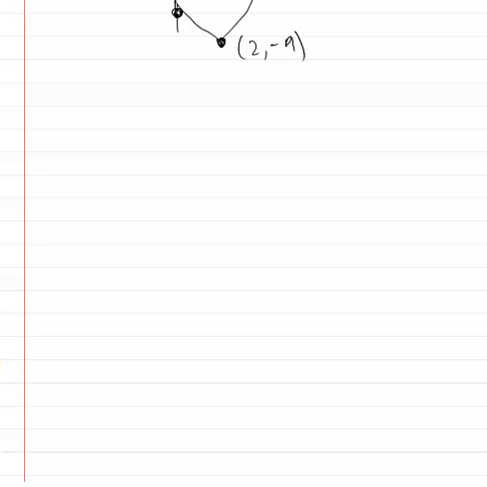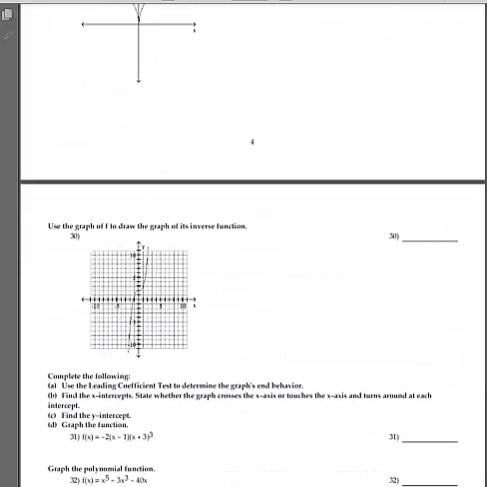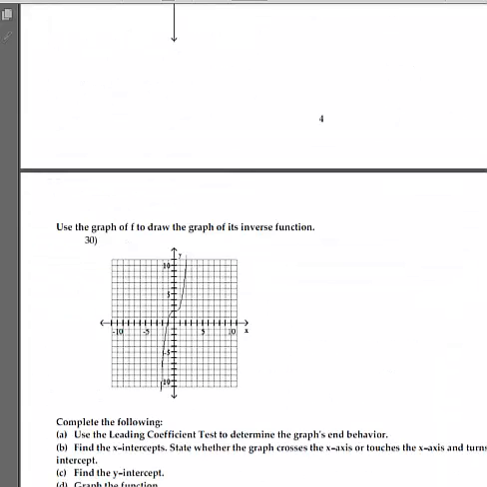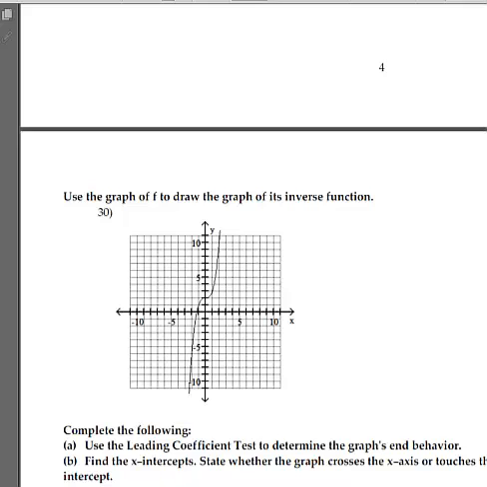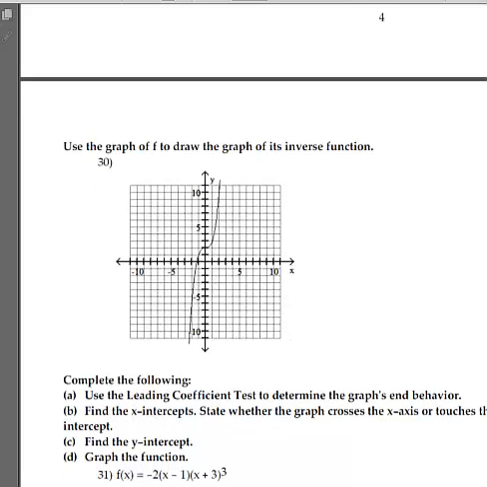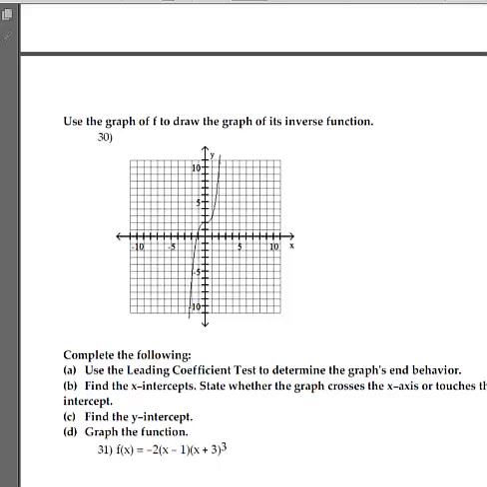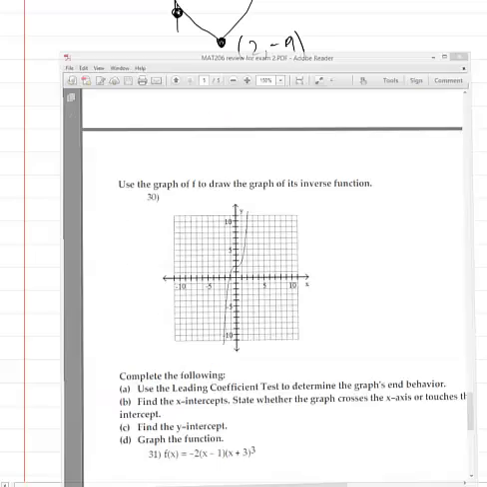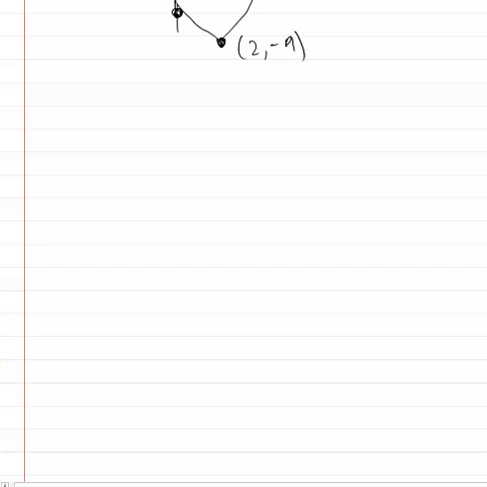Use the graph of f to draw the graph of its inverse. Well, it's going to be hard for me to do, because I'll have to redraw this. But let me just explain to you quickly over here. If I zoom in, I can't draw on this thing. So here what will happen is that you're going to switch x and y. So do it point by point, and then, well, let me try to draw this. Okay. Let me see if I can do this.